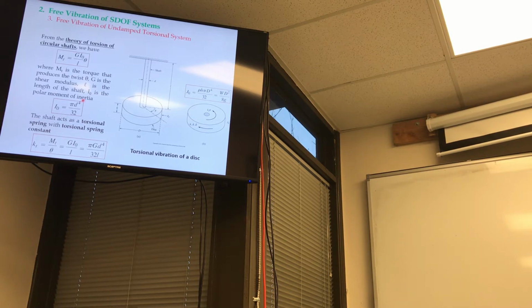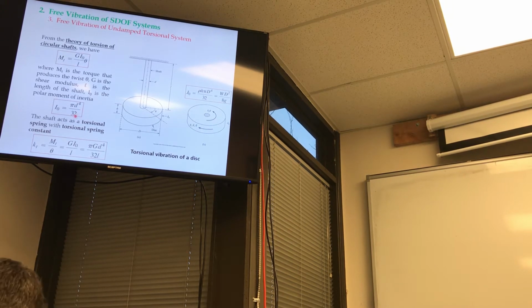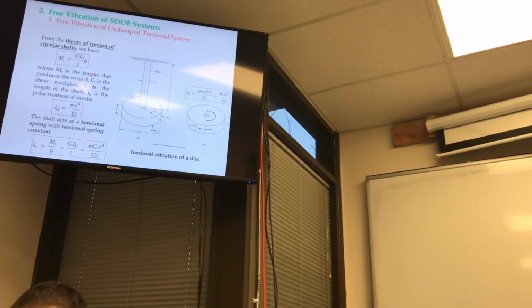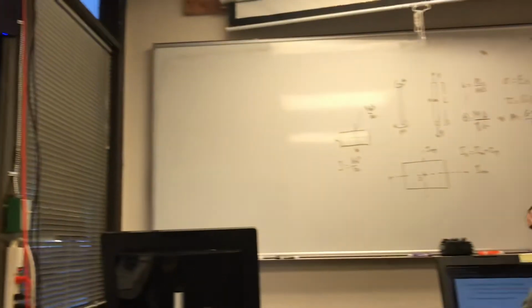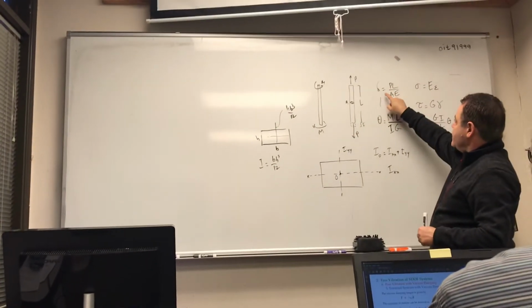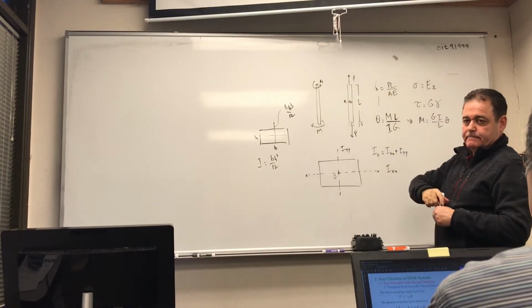Well, in any case, I with respect to O is pi d to the fourth divided by 32. So this is a polar area moment of inertia, right? Now, based on this one, so we can continue, what is the stiffness of this spring? What is the stiffness of this bar, by the way?